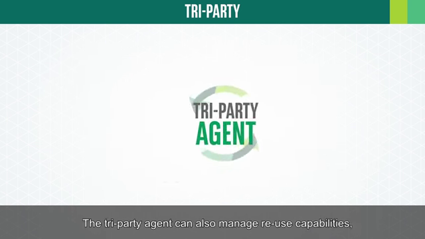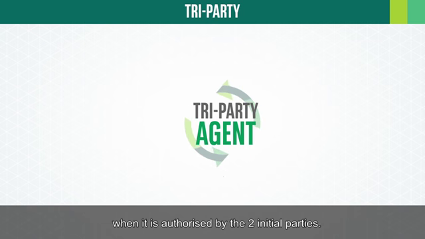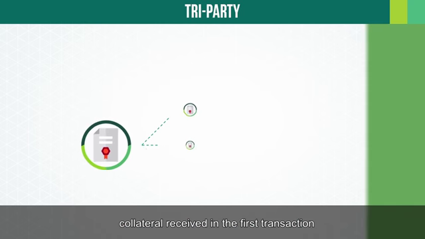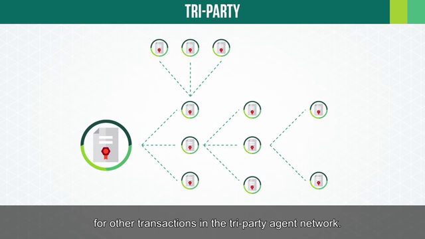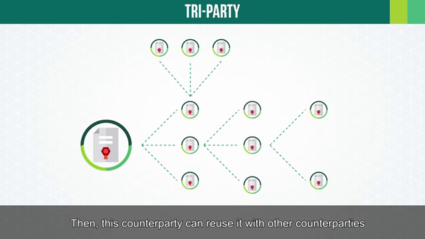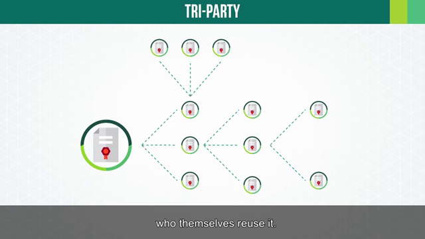The TriParty agent can also manage reuse capabilities when it is authorized by the two initial parties. It means that collateral received in the first transaction can be reused as collateral for other transactions in the TriParty agent network. Then, this counterparty can reuse it with other counterparties, who themselves reuse it.